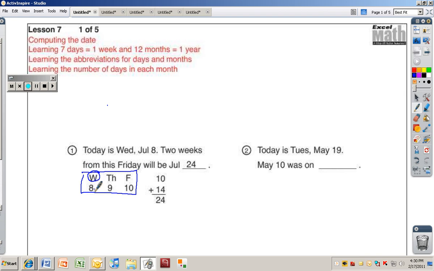So we show Wednesday as being the 8th, Thursday's the 9th, and Friday's the 10th. So if it's 2 weeks from this Friday, we first figure out what this Friday is. This Friday is the 10th if it's the 8th on Wednesday. The 10th plus 2 more weeks, there are 14 days in 2 weeks. 10 plus 14 is 24. So 2 weeks after the 10th, which is this Friday, is the 24th. July 24th would be the answer.